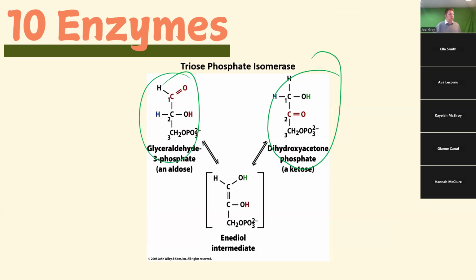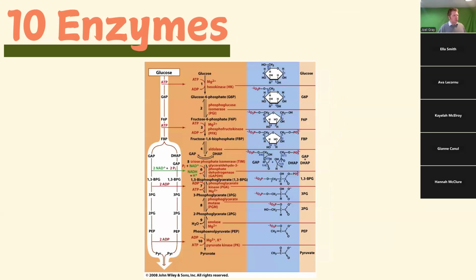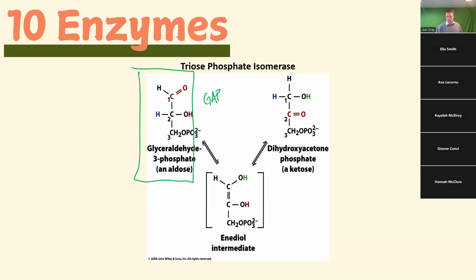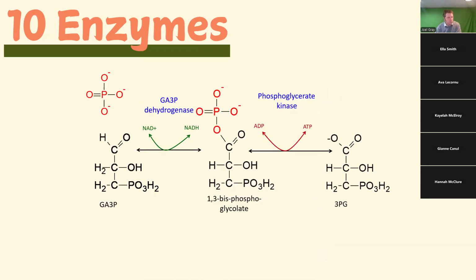What's important for you to know is that when we proceed into that second phase of glycolysis, we're using 2 molecules of glyceraldehyde 3-phosphate, or GAP. These 2 molecules of this aldose are what's going forward. That's what we want to focus on. So we've converted a ketose to an aldose. What that means is that this molecule right here, glyceraldehyde 3-phosphate, is what we proceed with.